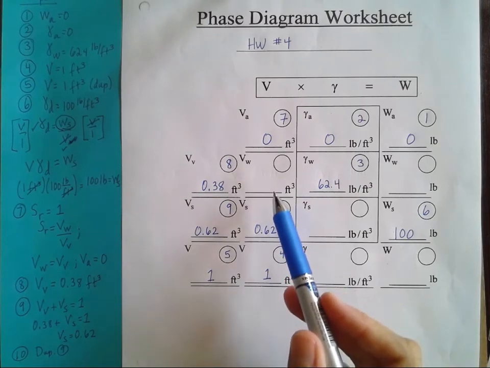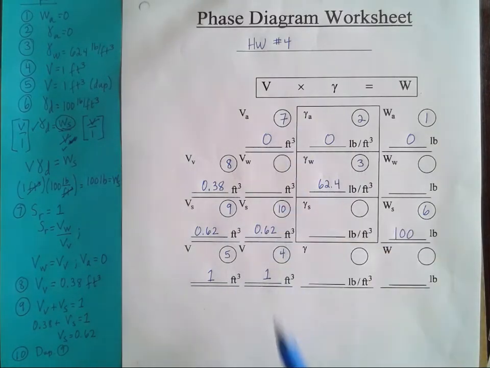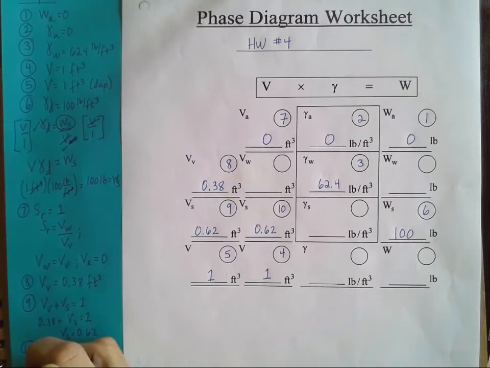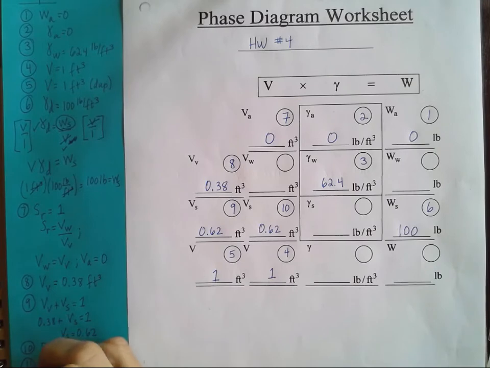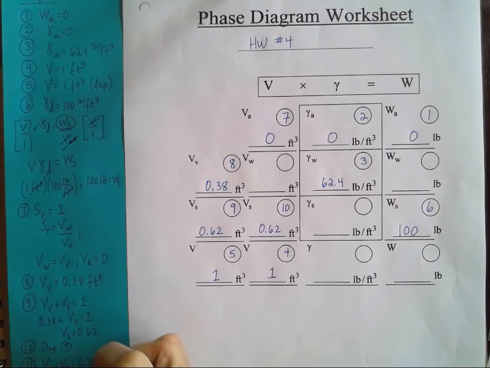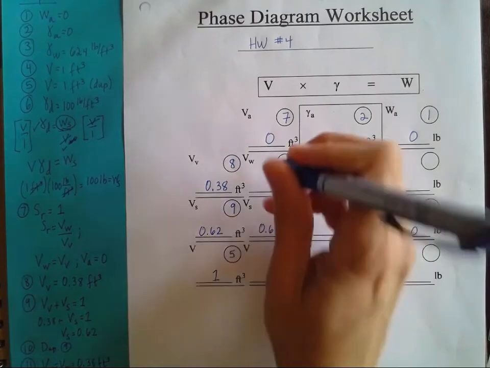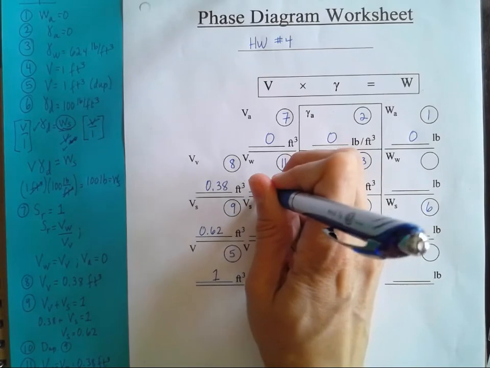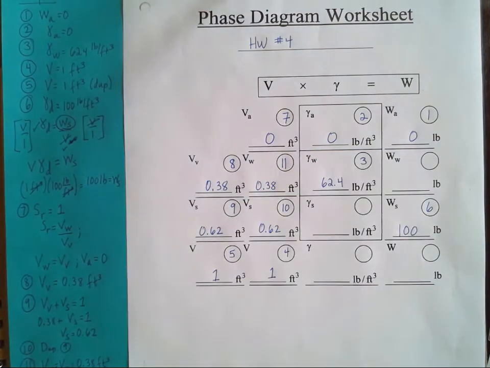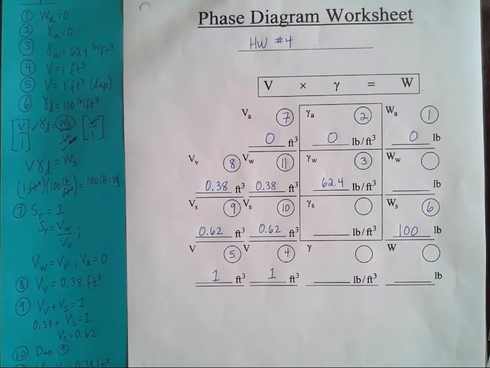Well, now I think I'm going to do that volume of the water since I can use that additive relationship. And also we said that the volume of the water is equal to the volume of the voids because it is fully saturated, so I'll just do that for number 11. Volume of the voids equals volume of the water, and that was given anyway. So it's just 0.38 feet cubed. And like I said, you can certainly have done these in a different order.